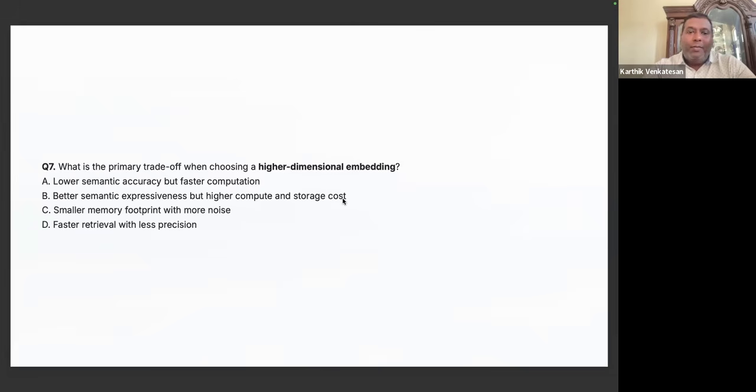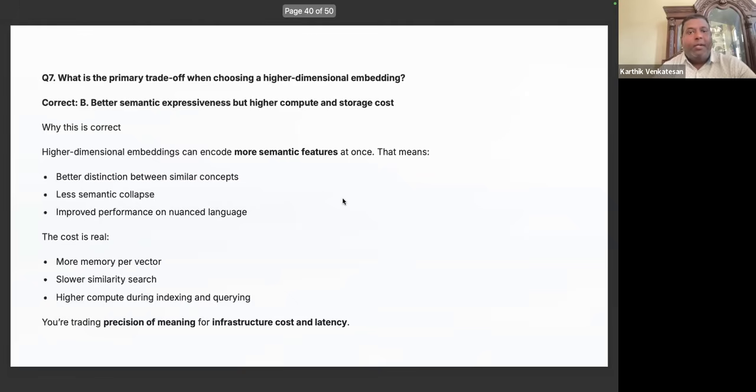What is the primary trade-off when choosing higher dimensional embedding? Lower semantic accuracy, but faster computation. Better semantic expressiveness, but higher compute and storage cost. Smaller memory footprint with more noise. Faster retrieval with less precision. B. You're right. B is right.